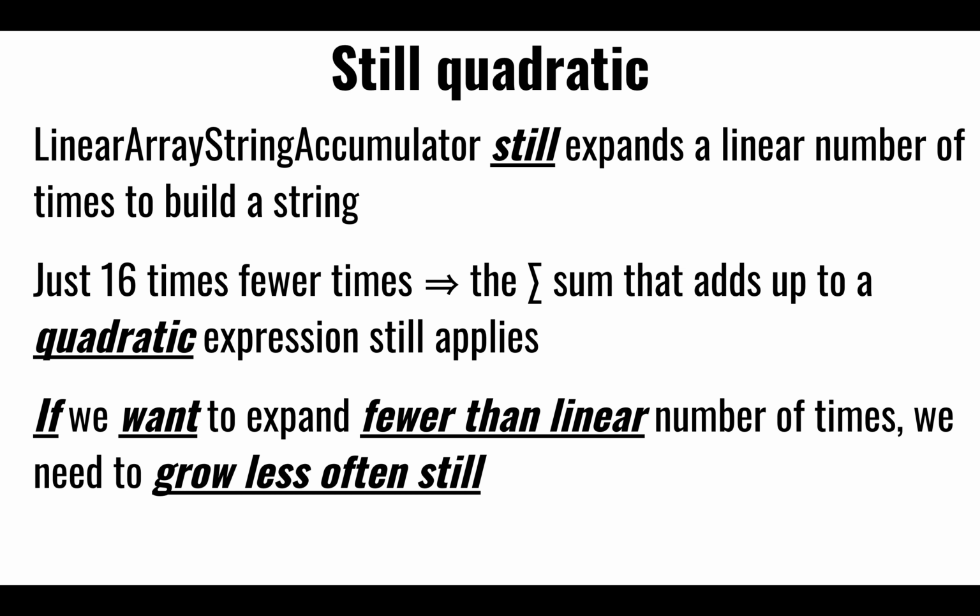So we need to try and improve even further. We need to grow less often still, right? We need to minimize even further the number of times that we ask for a brand new array, and we have to copy everything over.